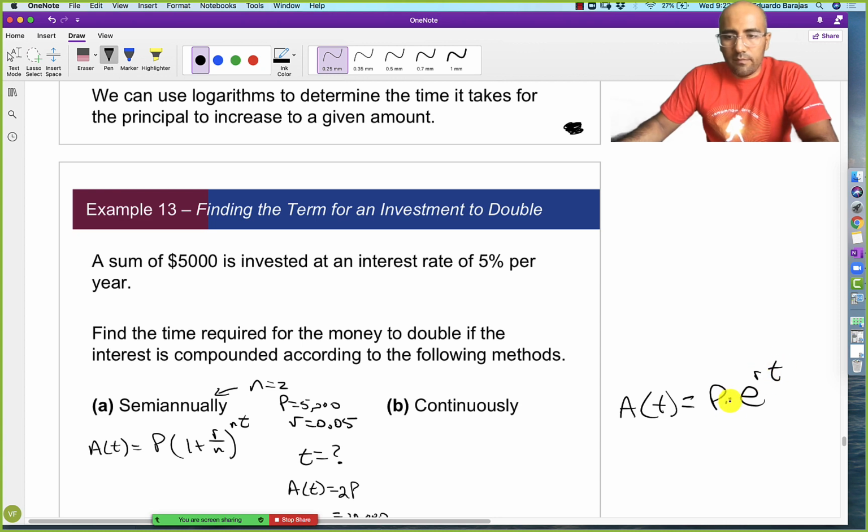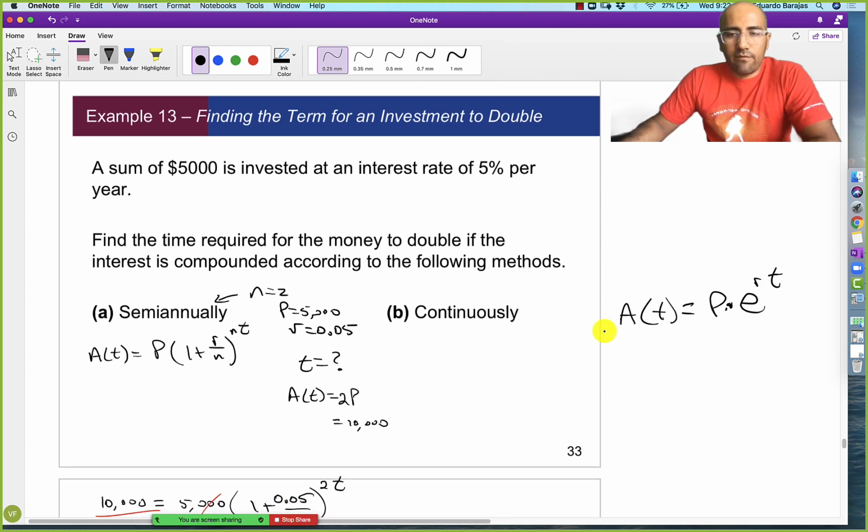Anyway, we have all the values we need here. We know r, we know P. We're looking for t. And we know that it doubles, right? So here, this will turn into 10,000. The investment doubles. And P is still 5,000. e is a constant. It's to the power of 0.05 times t.